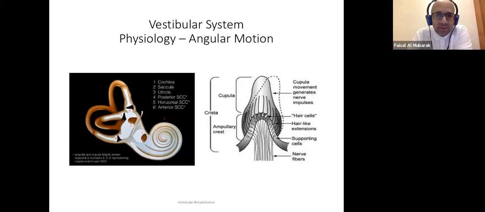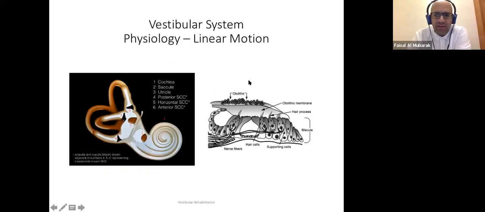As we said, let me close this. Okay. So the otolith physiology here. Now, as you guys can see here, we have the gelatinous fluid and we have the hair cells embedded inside, and we have the rocks on the top of it attached to it.